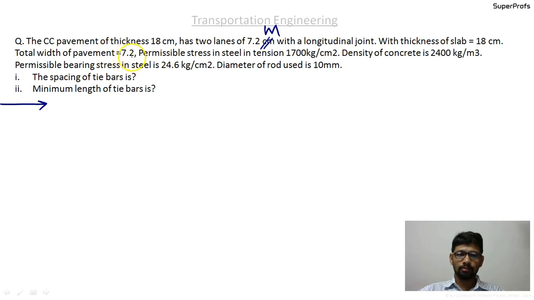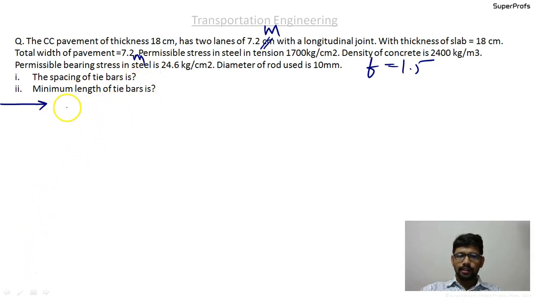Width of pavement is equal to 7.2 meters. The permissible stress in steel in tension is 700 kg per centimeter square. The density of concrete is given 2400 kg per meter cube, permissible bearing stress in steel is given to be 24.6 kg per centimeter square, and diameter of rod used is 10 mm. Also the information is given that F is equal to 1.5, and they're asking for the spacing of the bars and the minimum length of tie bars.